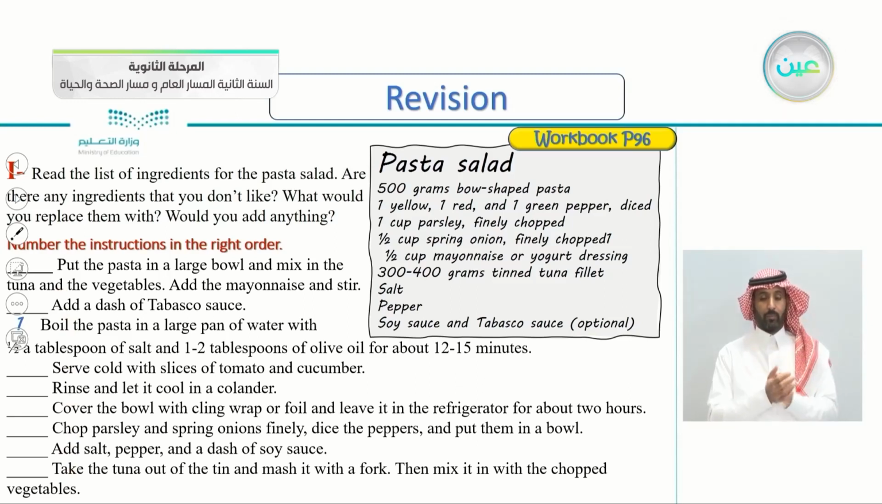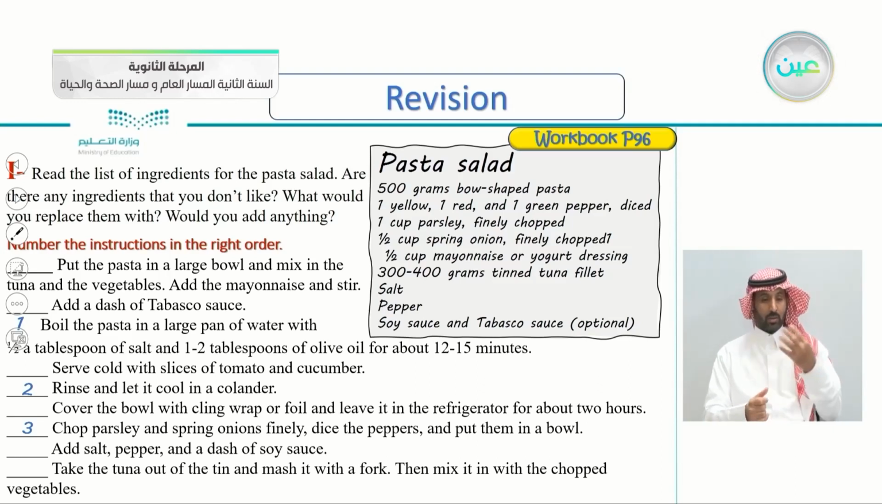Of course, we have 9 steps here. This is the first one. So what would be step number 2? Step number 2 would be, yes, rinse and let it cool in a colander. So we'll be rinsing it and letting it cool in the colander. Number 3 here is to chop the parsley and spring onions. Finally, dice the peppers and put them in a bowl. So we're learning how to cook here.